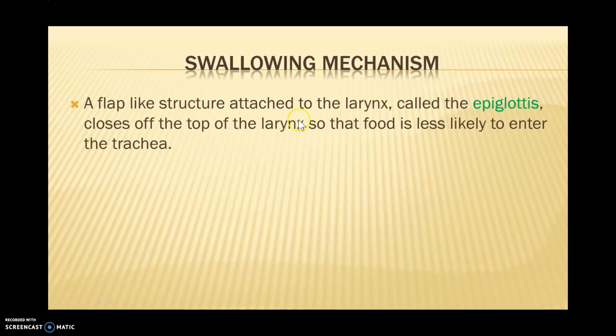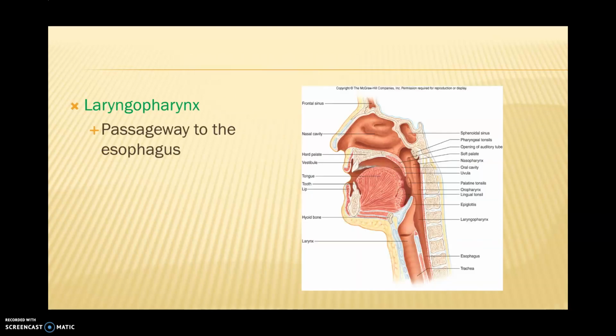There's a flap-like structure attached to the larynx, and this is going to be called our epiglottis. Our epiglottis is a really, really important structure in our throat, which is going to close off the top of the larynx, so food is less likely to enter the trachea. If we go back and take a look at this image here, we can see this right here is our epiglottis. So this is going to have the food move down, and when that epiglottis is closed, it's going to go straight into the esophagus.